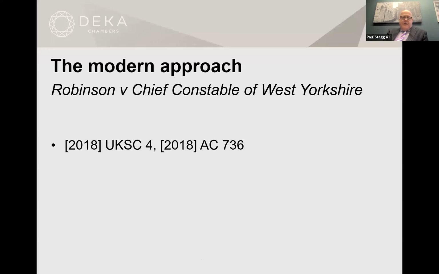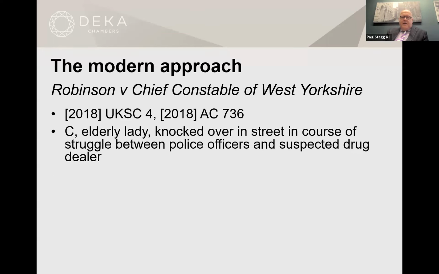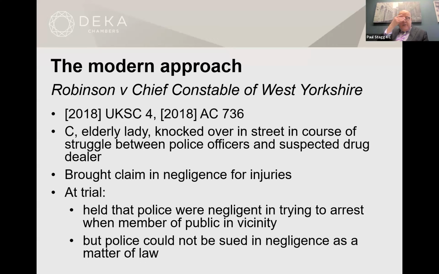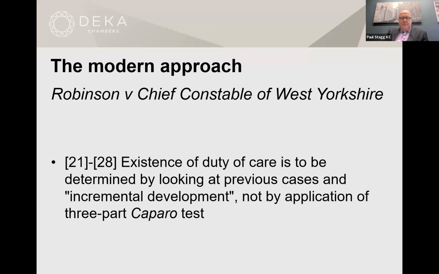Robinson was a case brought by an elderly lady who was knocked over in the street in the course of a struggle between police officers and a suspected drug dealer. She brought a claim against the police in negligence for her injuries. At trial, it was held that the police were negligent in trying to arrest the dealer when members of the public were in the vicinity, but the police could not be sued in negligence as a matter of law. Eventually, it got to the Supreme Court.